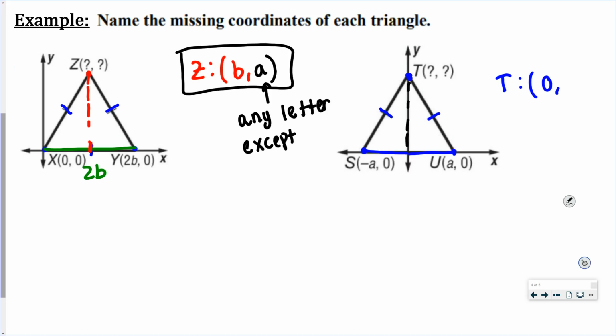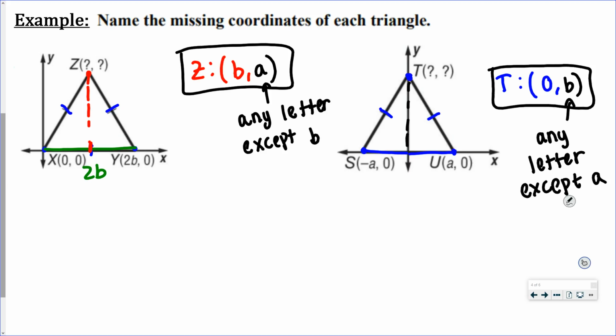So this time I picked B again. Anything except A. You could use C if you want to. We just can't use A because that was already used. I can't use B here because that was already used for other lengths in my triangle. Okay, those are kind of fun. A lot of them involve zeros because a lot of them are on the axes.